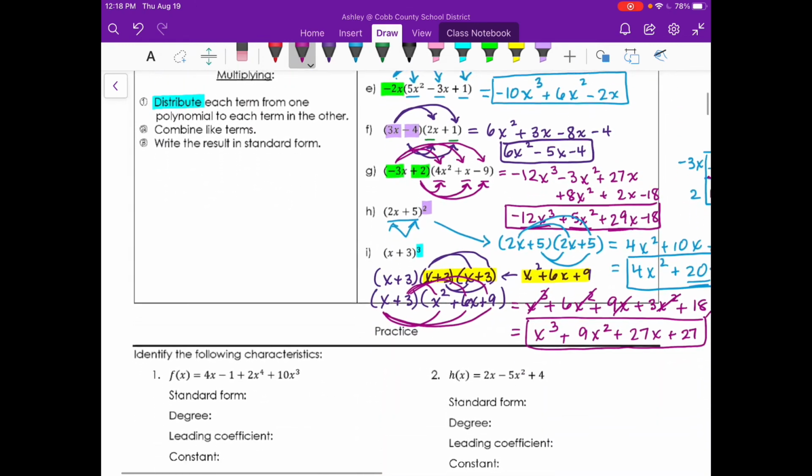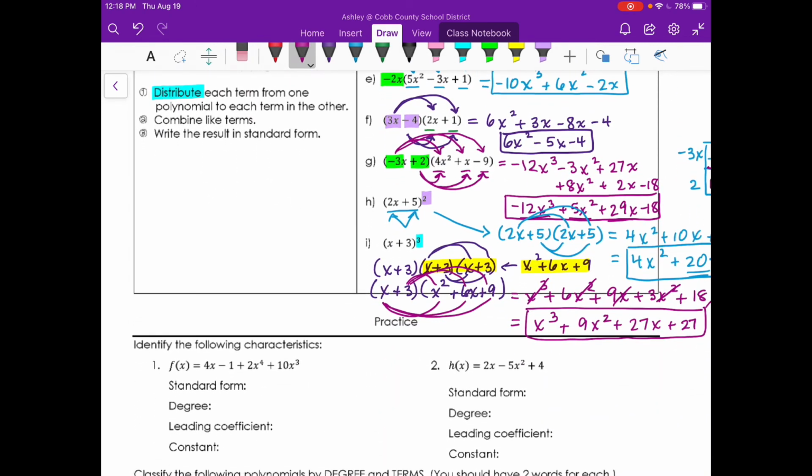You have some practice at the bottom of the page and on the next page as well. Good luck.